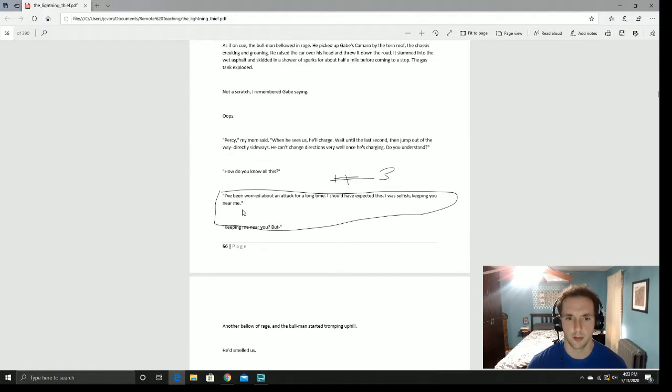Additionally it says, "I've been worried about an attack for a long time. I should have expected this. I was selfish keeping you near me." Now again, it doesn't give us a lot of information here. But it seems that Percy's mom knows something about Percy that he doesn't know about himself. And so there must be something that Percy has, or something that Percy is, that allows him to cross this line that Mom does not have.